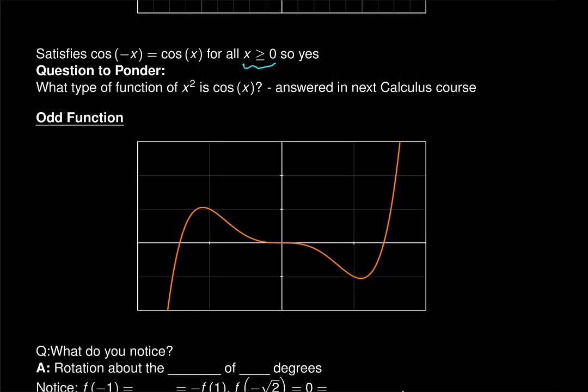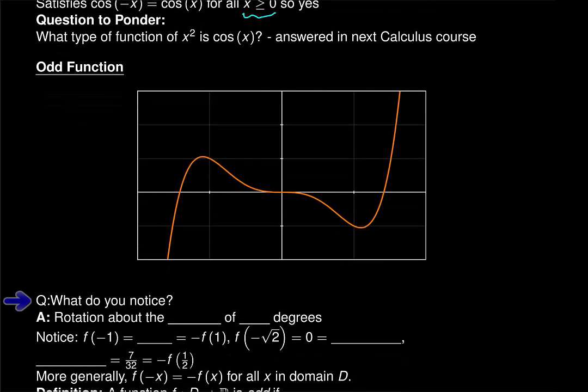Let's move on to odd functions. I've drawn one here, and I ask you, what do you notice? Well, it looks similar, the left and the right, but it's not the same type of symmetry. It seems like it's a reflection and then some sort of inversion.